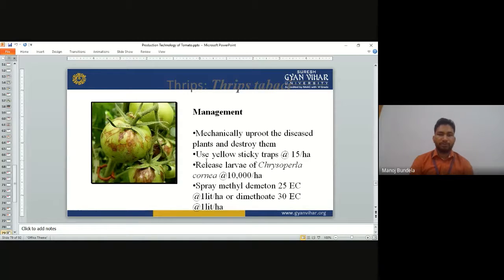So yellow sticky traps we can use, 15 traps per hectare. Release the larvae of the predator Chrysoperla carnea, 10,000 per hectare. Spray methyl demeton 25 EC at the rate of 1 liter per hectare or dimethoate 30 EC 1 liter per hectare to control the thrips.